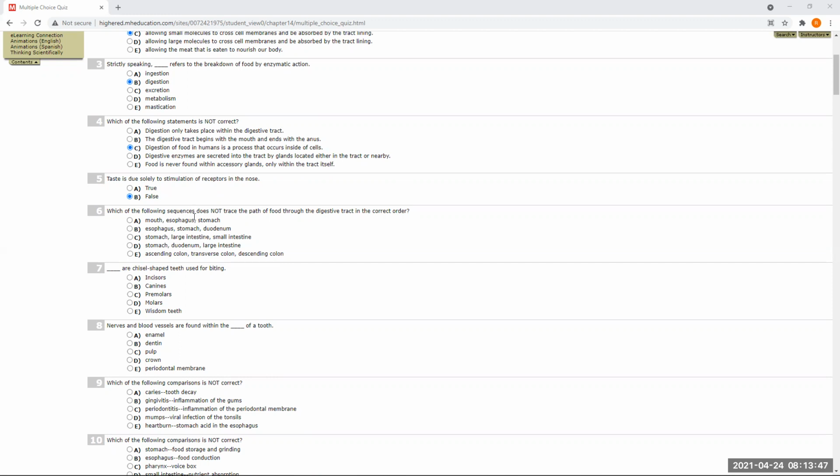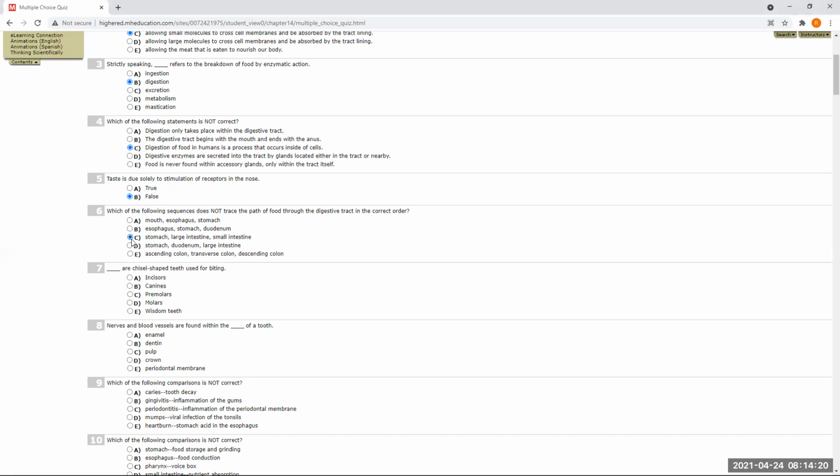Which of the following sequences does not trace the path of food through the digestive tract in the correct order? Yes, sir. A. All right, so we have A. So this one is incorrect. Which of the following does not, from the mouth to the... Sorry. It's all good, you could correct yourself. Which one does not? Yes, and then the colon, the reverse colon.